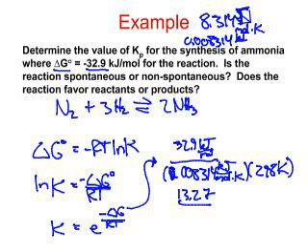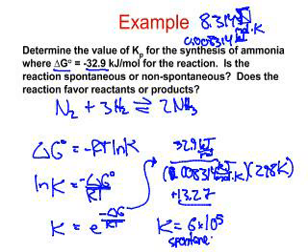If we take e to the positive 13.27 power, the value of the equilibrium constant K is going to be 6 times 10 to the fifth power. And so the reaction, we can say two things about this. First of all, the reaction is spontaneous. We know that because the original sign of delta G is negative. And it favors products. We can see that clearly because K is way greater than 1.